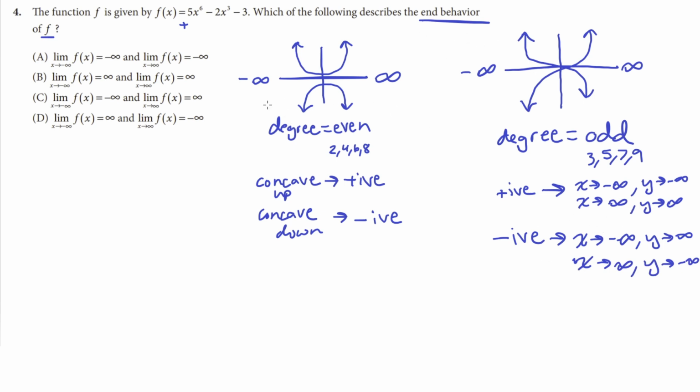So to find the end behavior, you just look at the degree of the largest exponent, and then you look at the sign of that term. So in this case, we have an even degree and a positive coefficient. So that means we're going to be concave up, and we're going to have U-shaped end behavior. So in this case, as we approach negative or positive infinity, f of x approaches positive infinity, which means the correct answer is B.